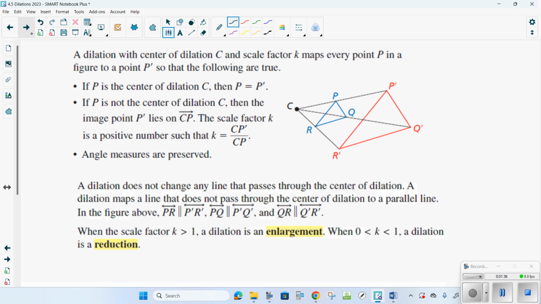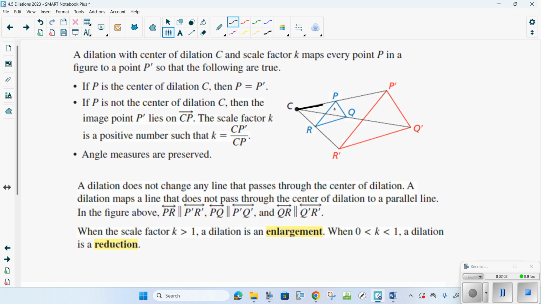Here we go. The dilation with center C, scale factor K, maps every point P of the figure to the point P prime, so for the figure, all the following are true. P is at the center. P is not the center of the dilation. P is the center of the dilation C when P equals P prime. If P is not the center of the dilation, then the image P prime lies on ray C to P.